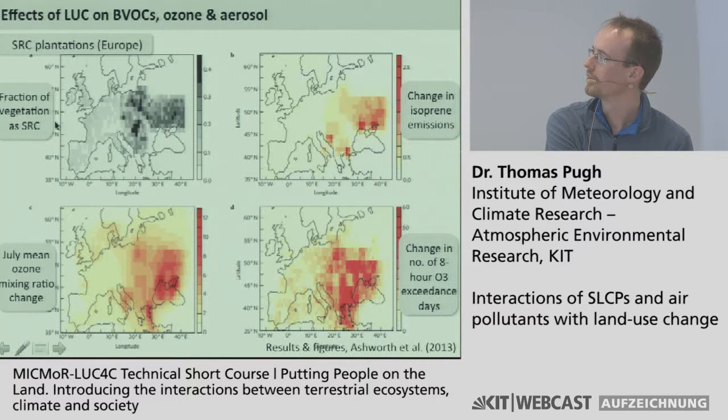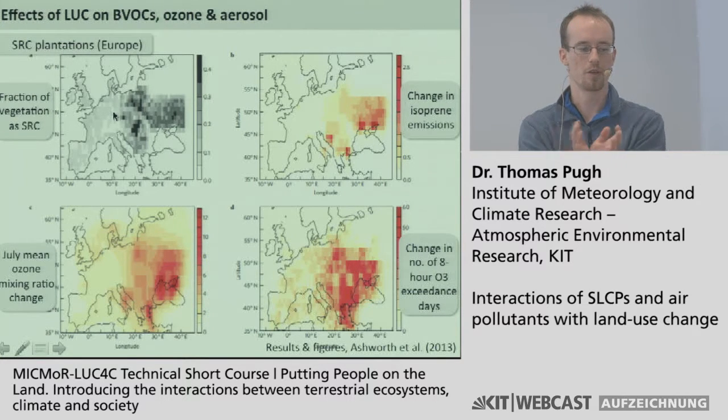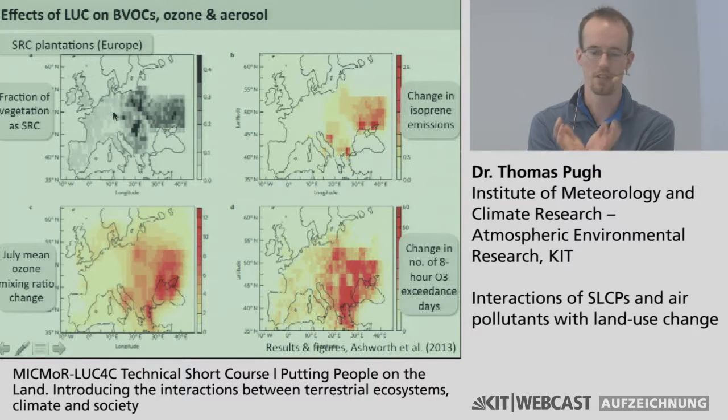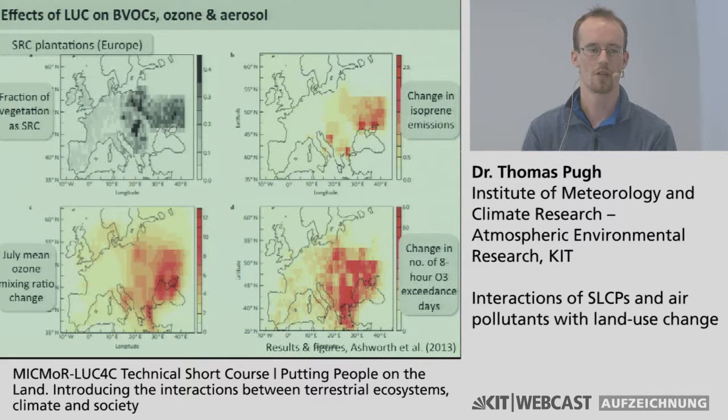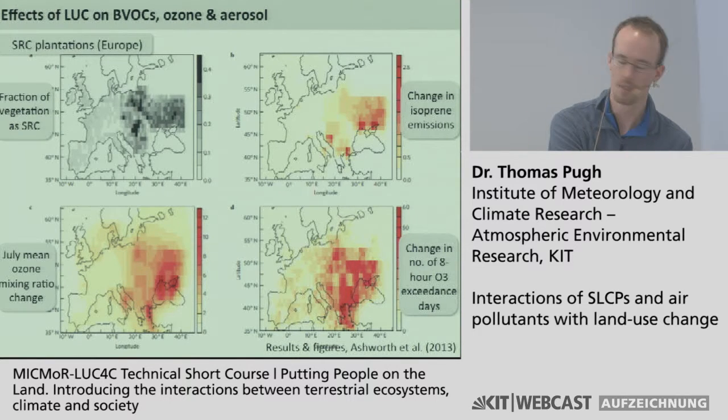What she did was she suggested that all the land in Europe that wasn't currently required for agricultural production or wasn't currently protected forest could be turned into short rotation coppice. Short rotation coppice is typically eucalyptus or poplar plantations we're thinking of, and these have much higher isoprene mixing ratios than the forest that they might be replacing, and certainly more than the croplands that they're replacing.